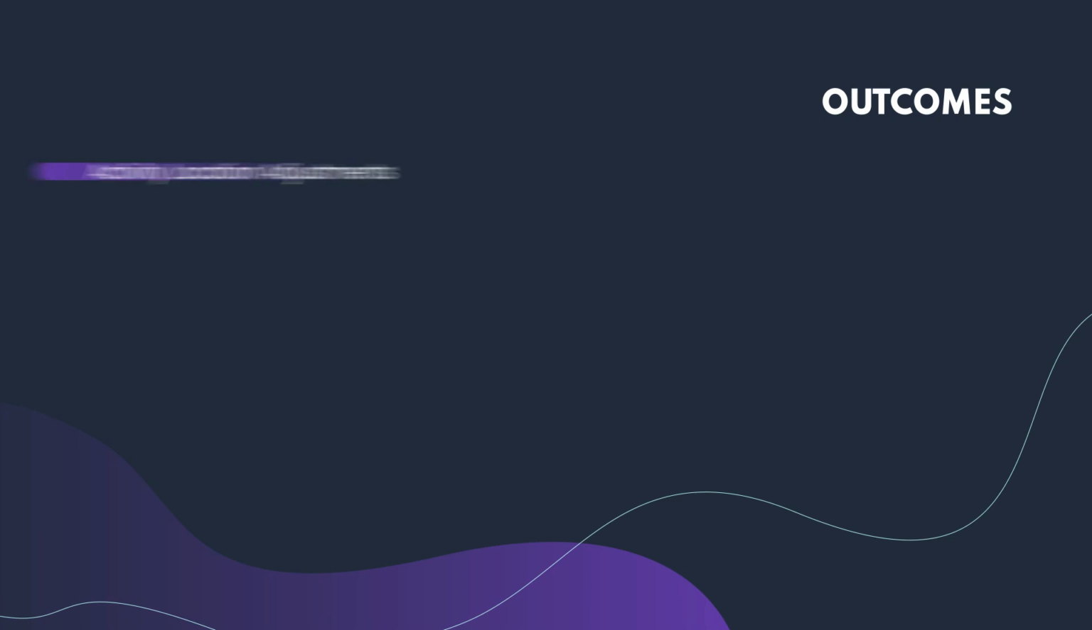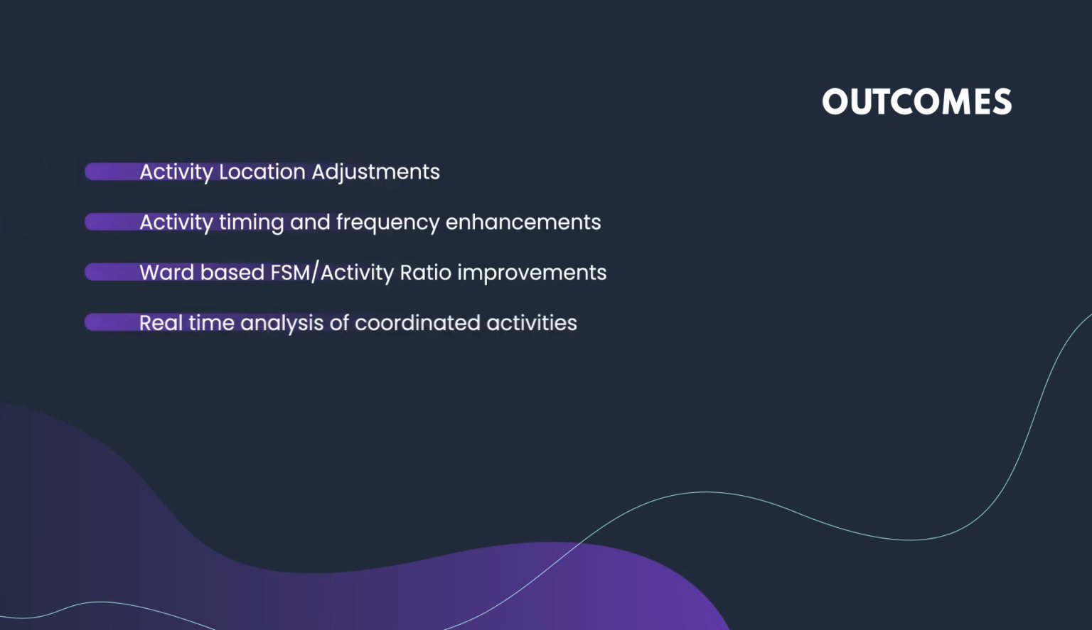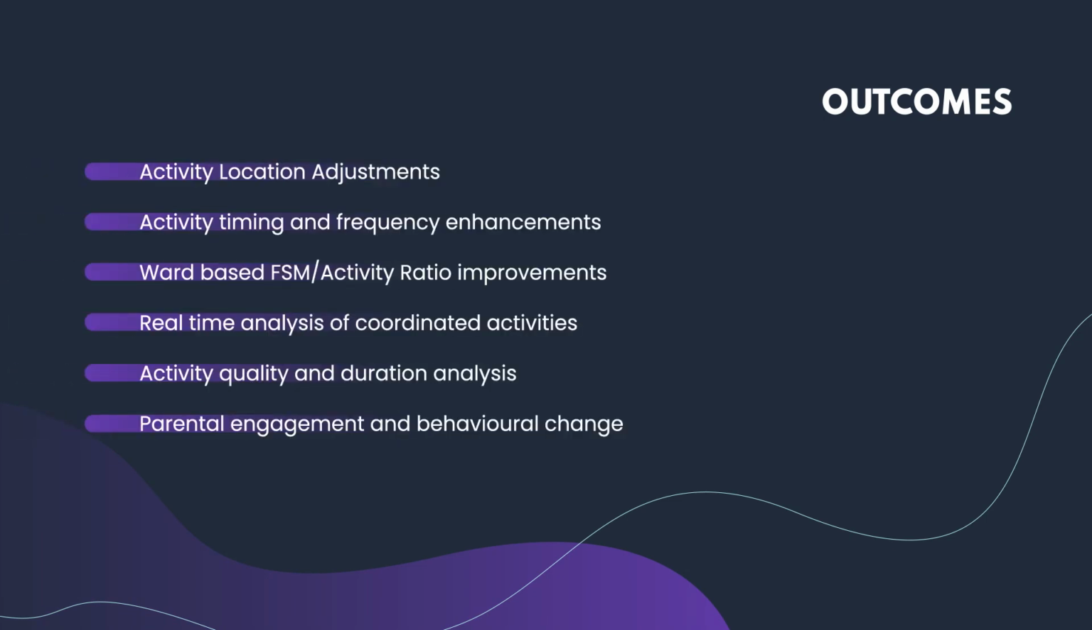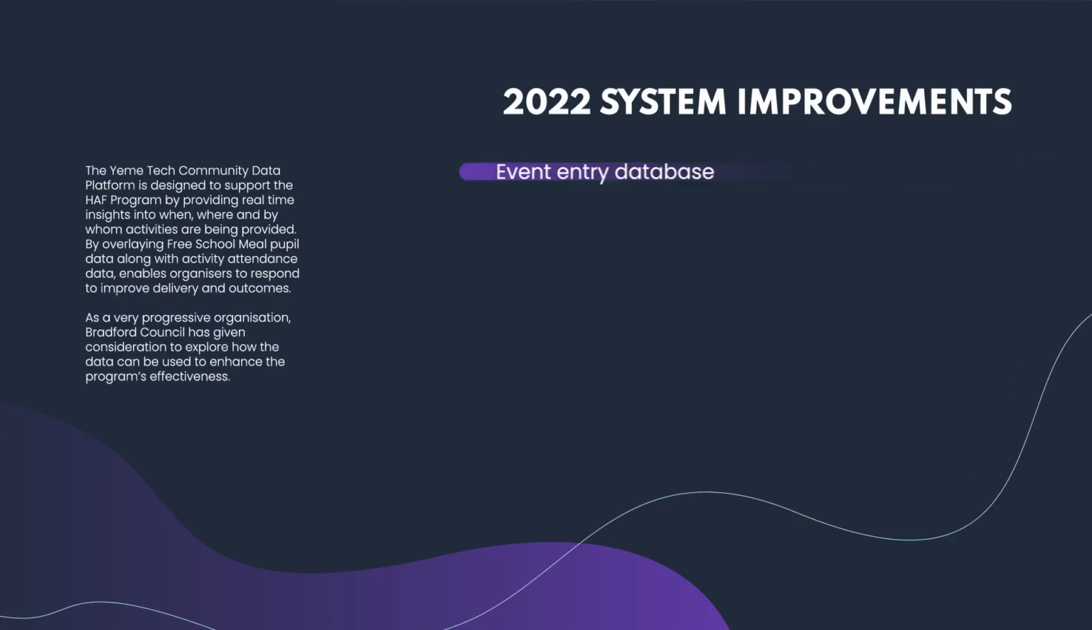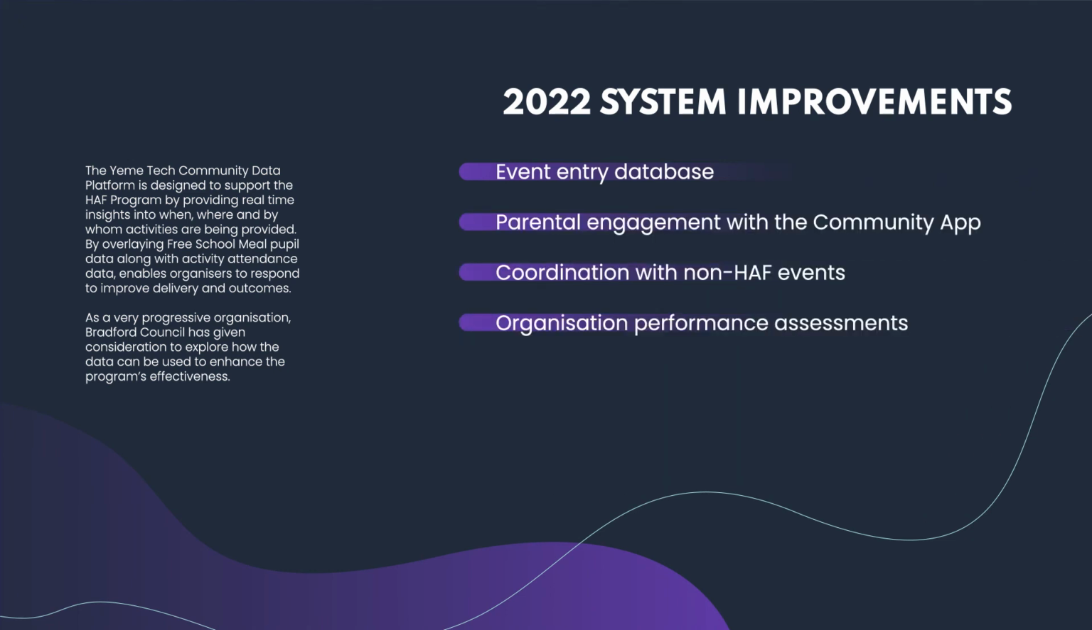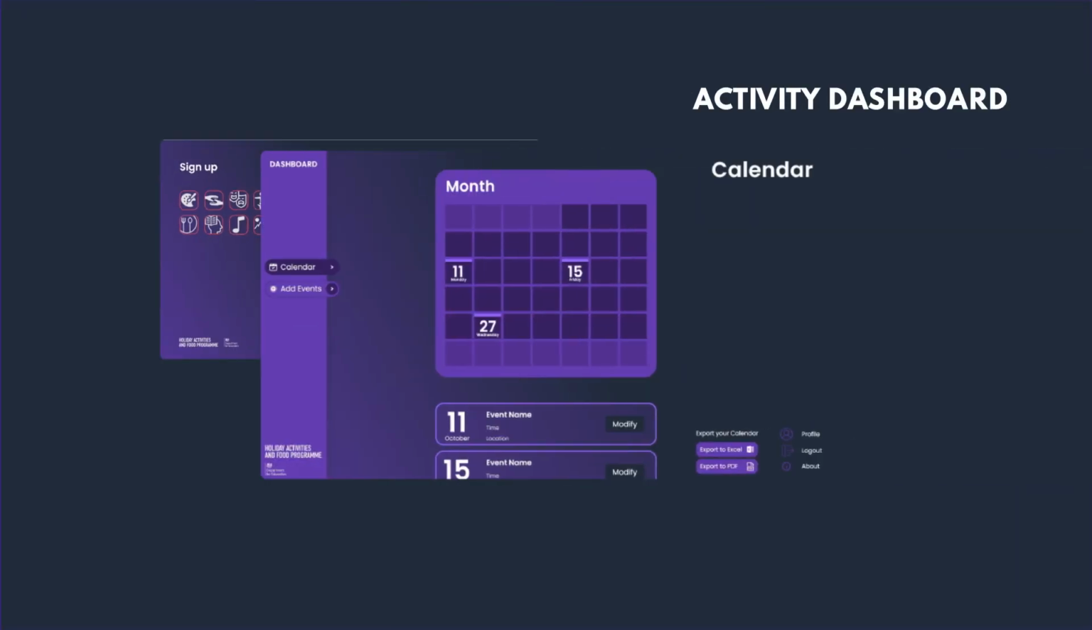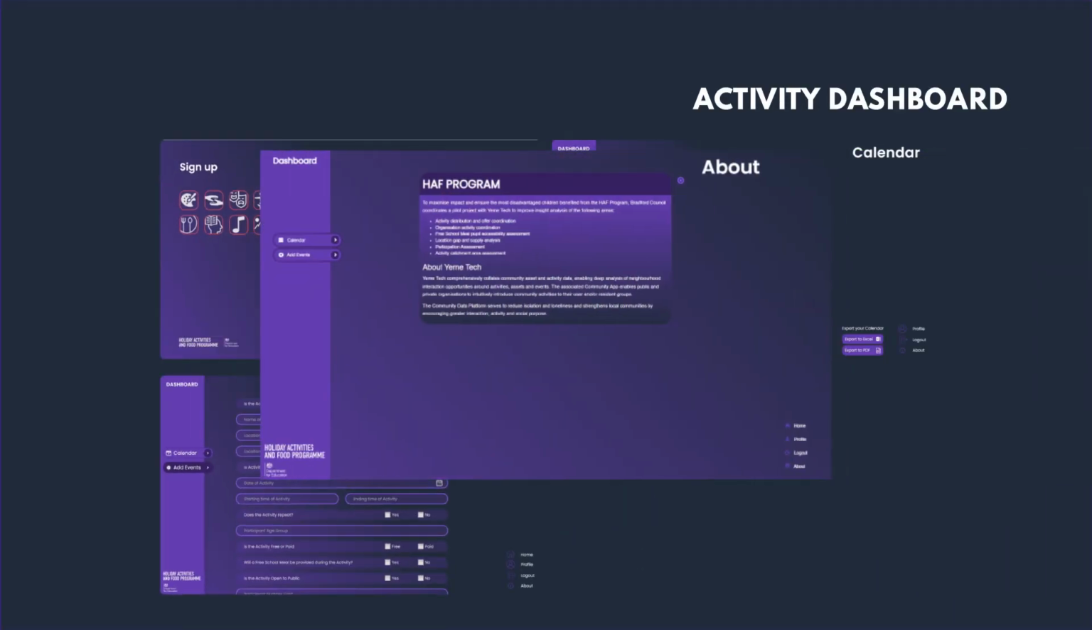The program created a whole series of outcomes which are now being used to refine and improve the program. And for the next steps, we will improve the system in order to help ensure that there is a more efficient way of uploading and creating the activities, communicating them, and raising engagement and interaction with the parents and the children.